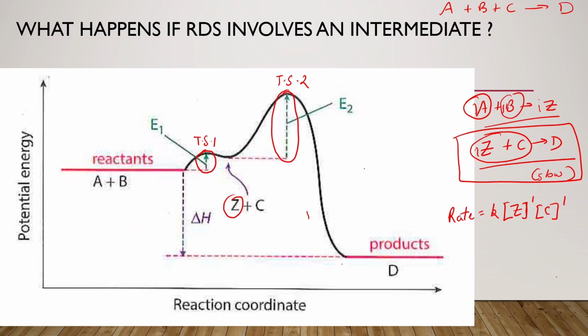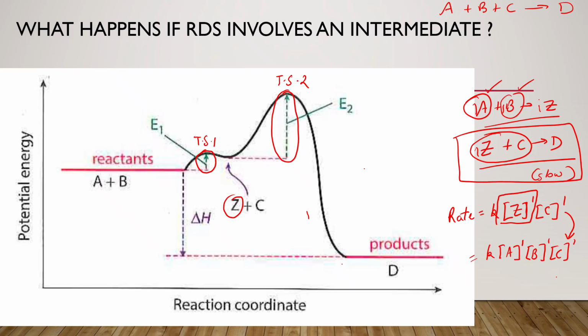So instead of having molar concentration of Z raised to the power of 1, we can instead substitute it with the things that led to the formation. So this in turn becomes molar concentration of A raised to the power 1, B raised to the power 1, and C raised to the power 1, which remains unchanged from the above step. So essentially what we are doing is that we are replacing the intermediate with the things that were involved in that formation of the intermediate.